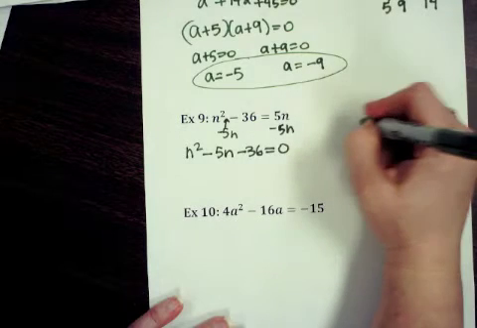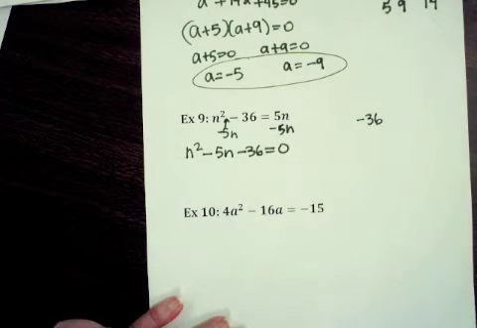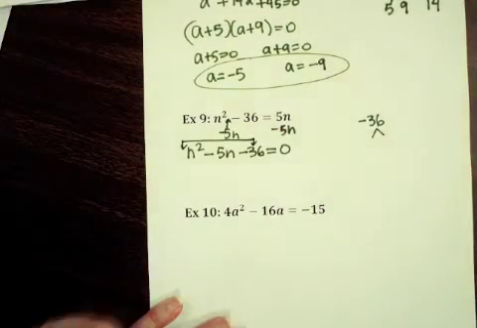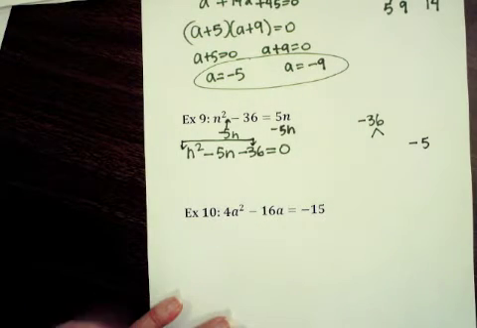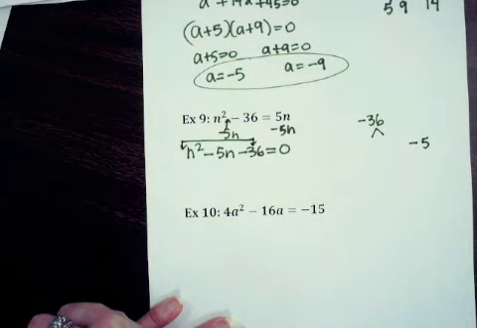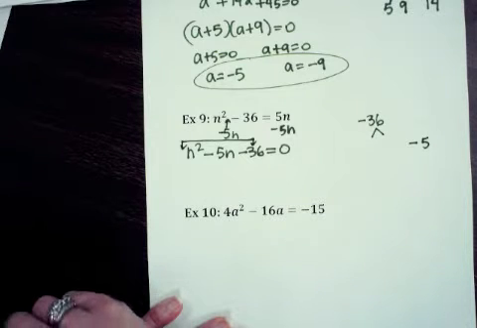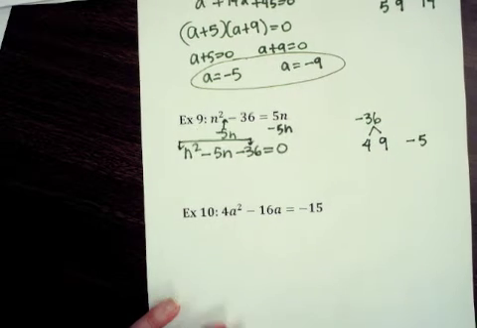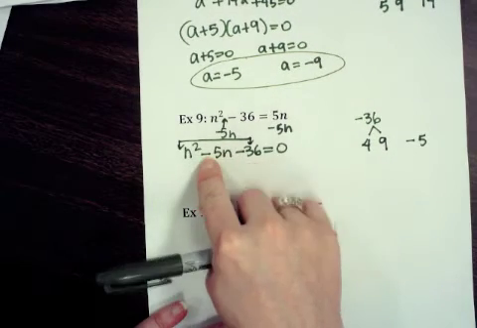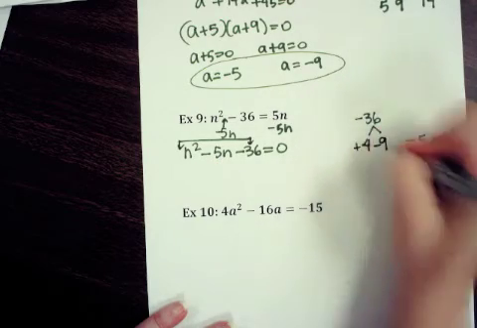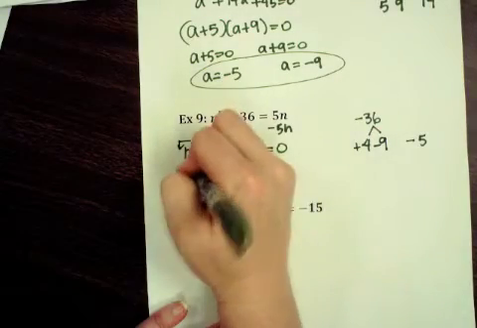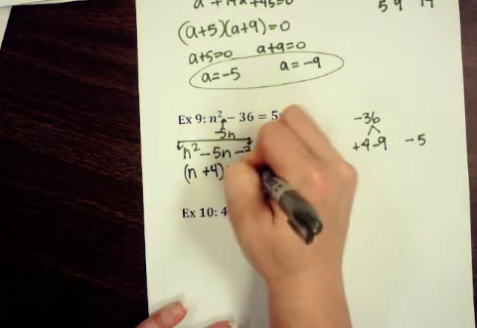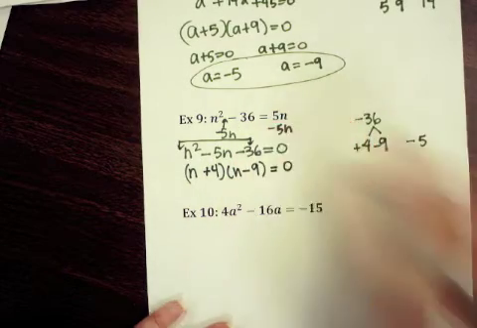Now, I'm going to ask myself what multiplies to give me negative 36. Again, I'm doing 1 times negative 36, but adds to give me negative 5. So I'm going 4 times 9 is 36. But I need to have more negatives, so that's going to be a plus 4 and a minus 9. So n plus 4, n minus 9, and that'll give me a negative 5.